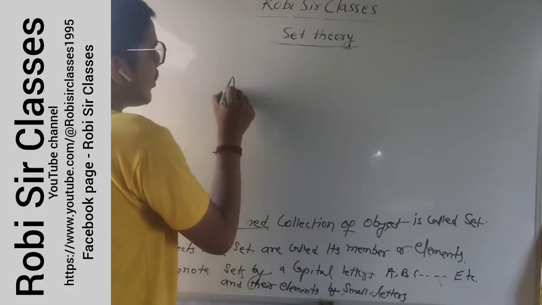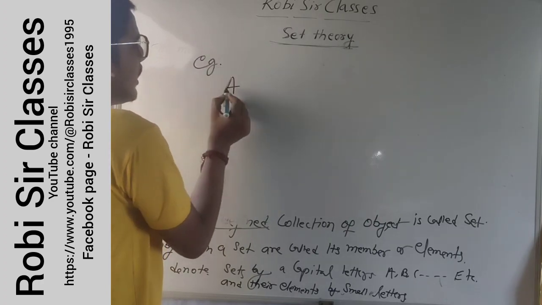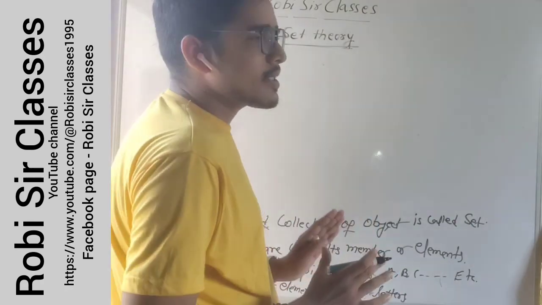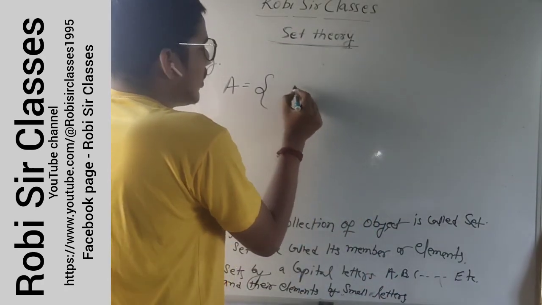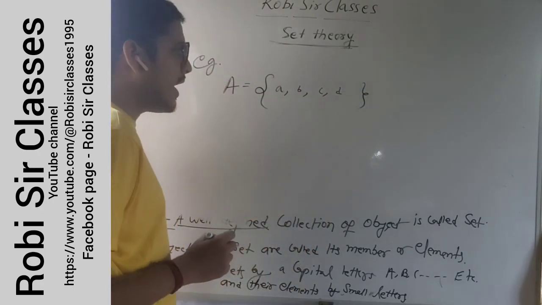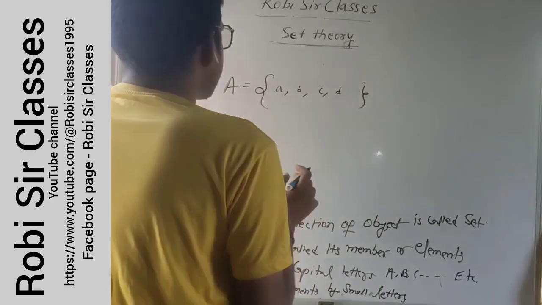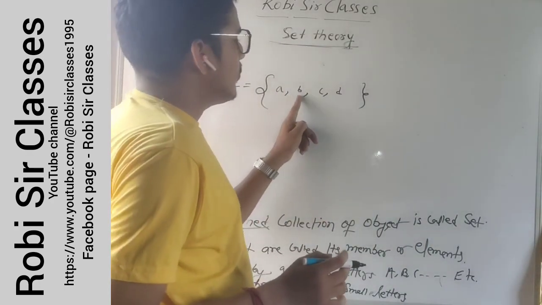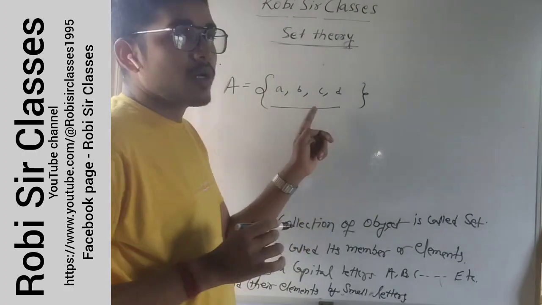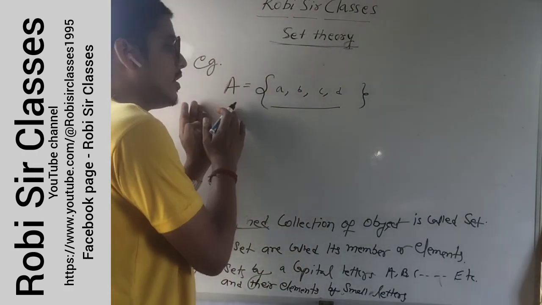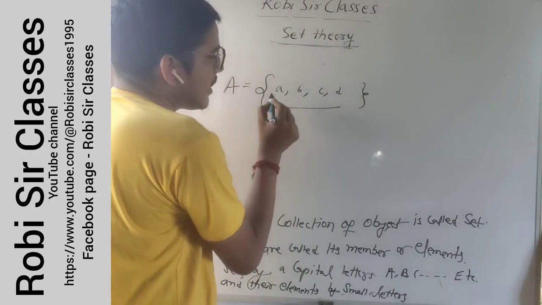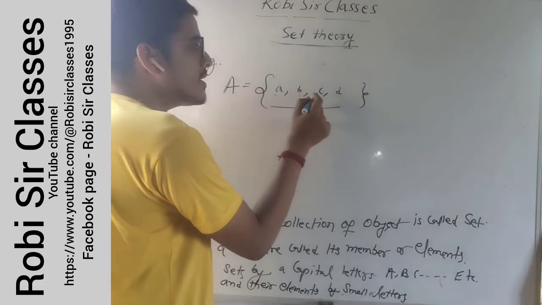So first of all, we are giving the example set A. We have to write the elements or members inside the curly bracket: a, b, c, d. Then how can you read set A? These four letters, a, b, c, d, are called elements or members of set A. And we know that inside the set there are four elements, that is a, b, c, d.